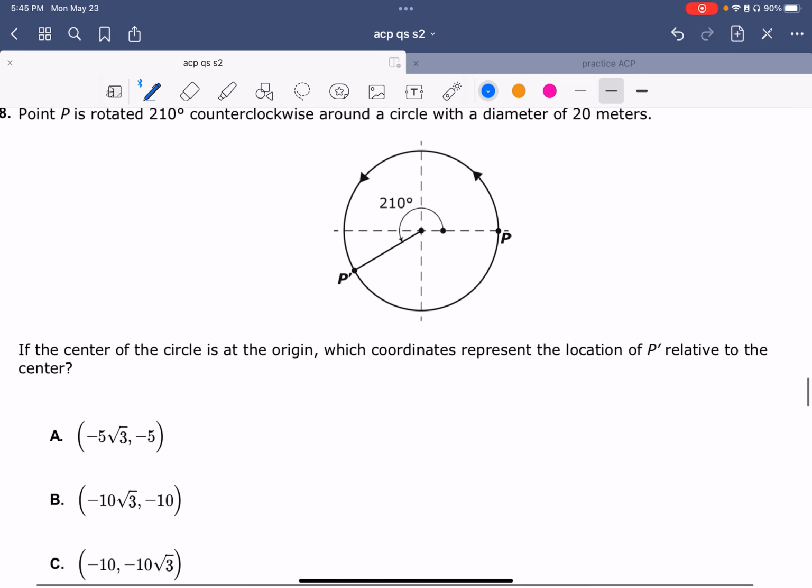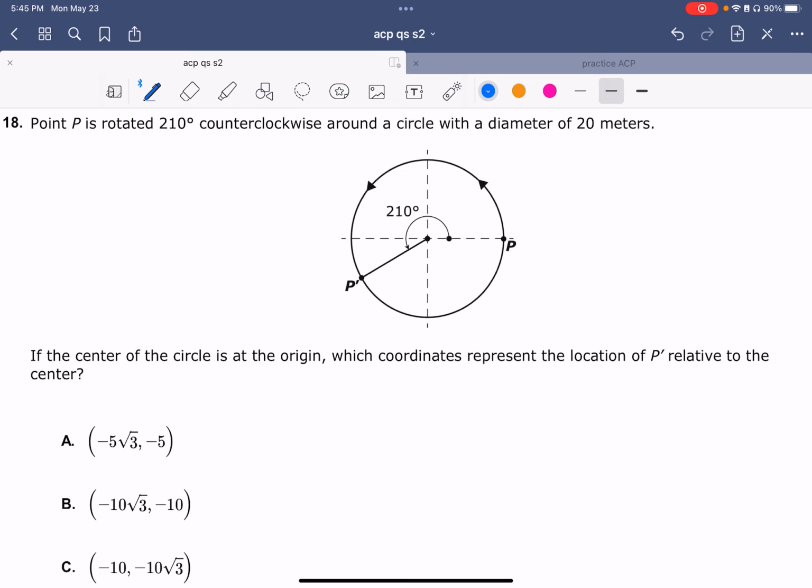Okay, number 18. Point P is rotated 210 degrees counterclockwise around the circle with a diameter of 20 meters. If the center of the circle is at the origin, which coordinates represent the location of P relative to the center?